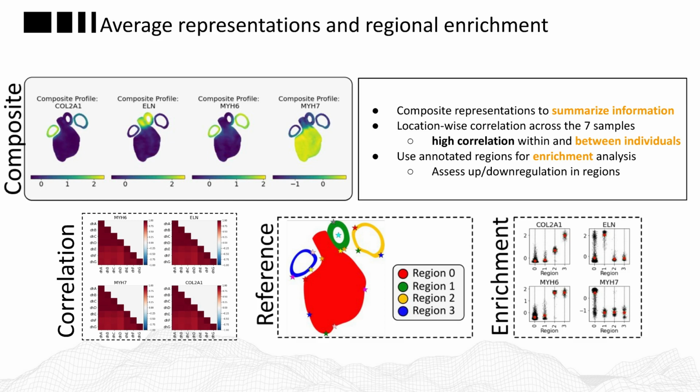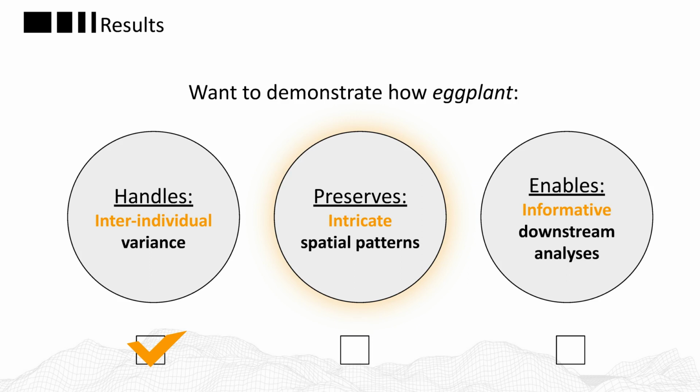And this allowed us to identify this left-right asymmetry between the different atria in the heart here when looking at the COL2A1 gene. And I think that's a pretty cool example of what you can do once you've transferred information to this common reference. The next thing I'd like to demonstrate is how eggplant preserves these intricate spatial patterns when we transfer information from the observed data to the reference.